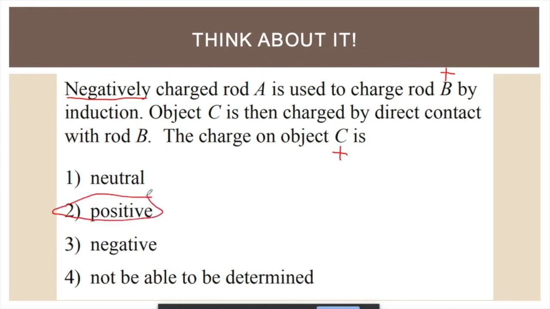The main idea is that when rod B is charged by induction, it gets the opposite charge as the charging instrument. So because the charging instrument is negative, rod B is positive. Then when rod B charges object C by conduction, object C gets the same charge as rod B, making it also positive.